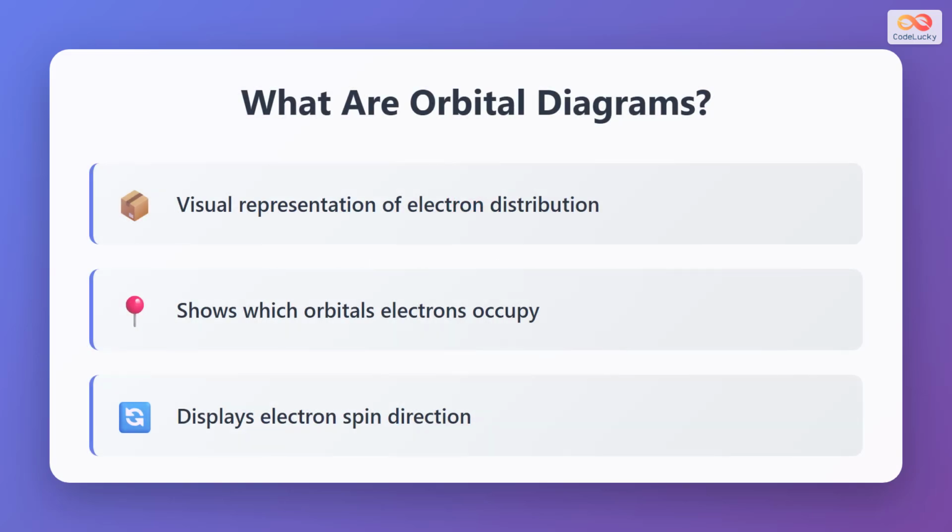Orbital diagrams serve three important purposes. First, they give us a visual representation of how electrons are distributed throughout an atom. Second, they show us exactly which orbitals the electrons occupy at different energy levels. Third, and very importantly, they display the spin direction of each electron. This spin property is a fundamental characteristic of electrons that we'll explore further as we go.